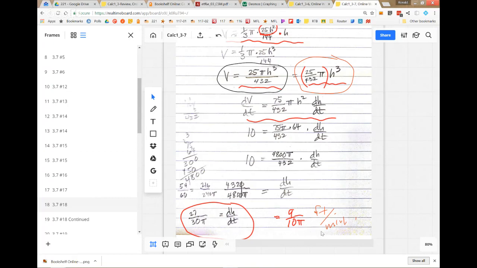Pi is about 3, so it's about 9/30ths. So it's pretty close to 1/3 of a cubic foot per minute. That should be cubic feet. So we were finding, no, that's not volume, that's height. So that's correct. It's feet per minute. Yep.